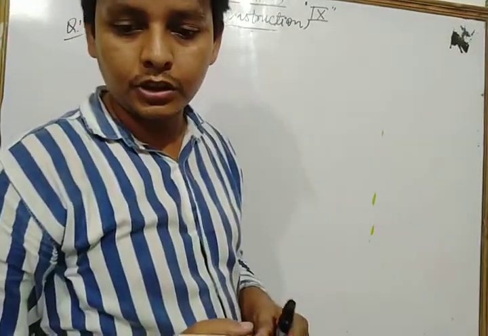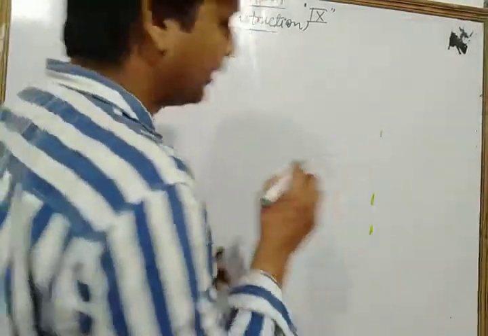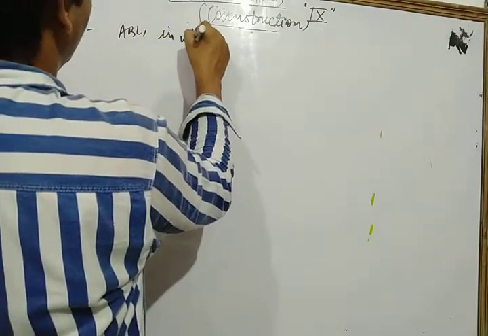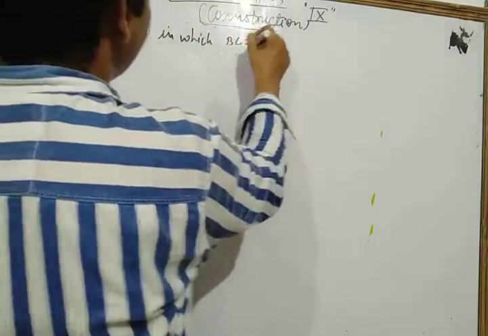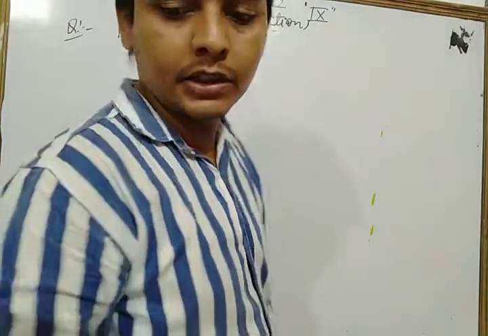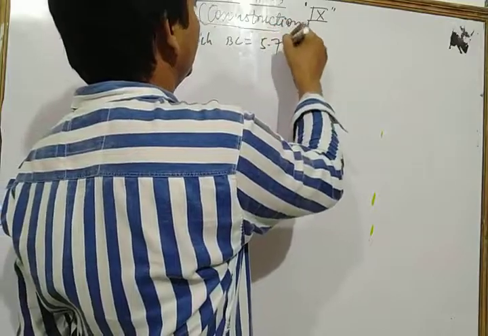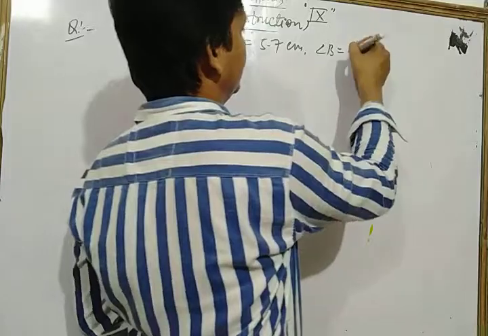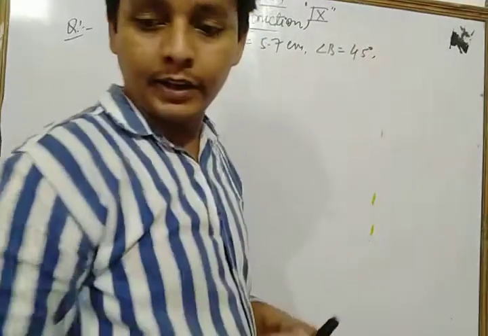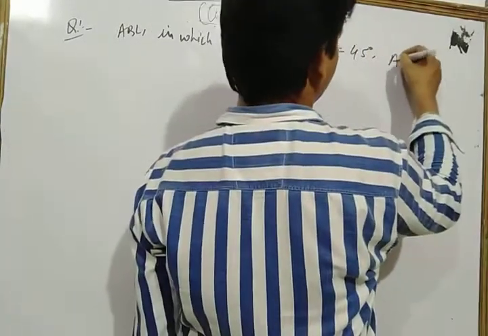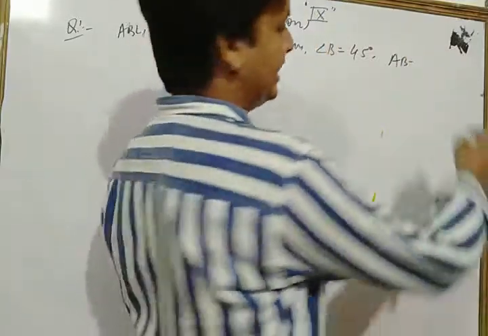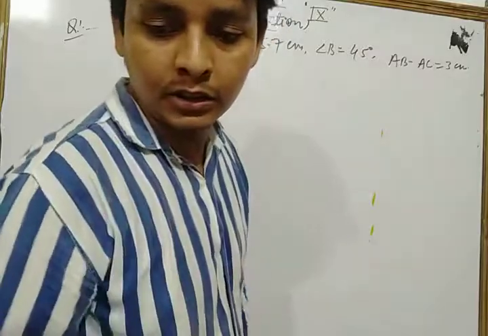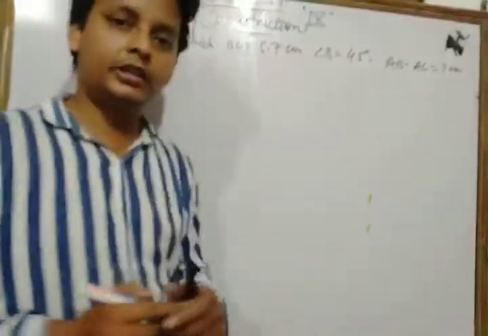Your question is, construct a triangle in which base BC is given, say 5.7 centimeter. One base angle, that means angle B, is given as 45 degree, and the difference between the other two sides, that is AB minus AC, is given as 3 centimeter. This is your question here, dear students.